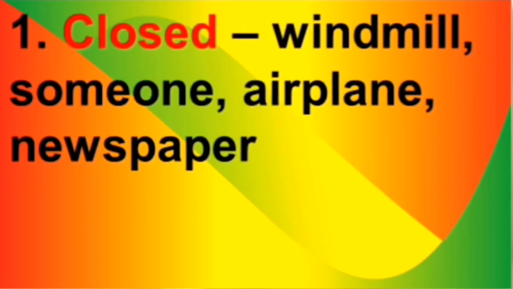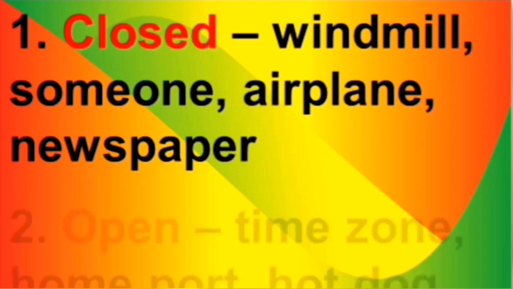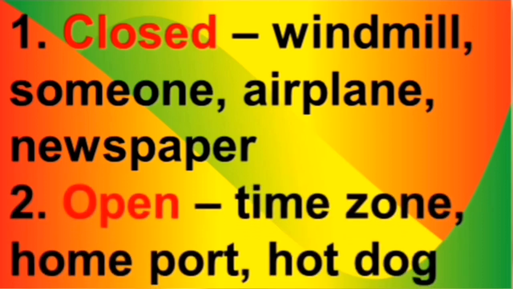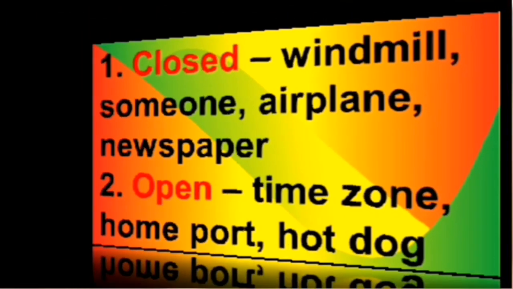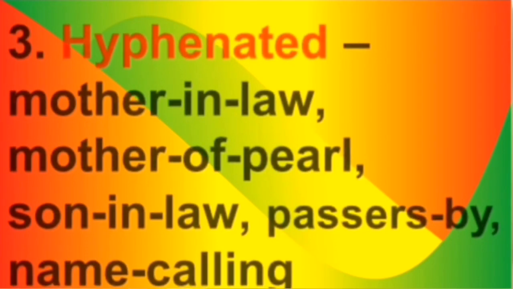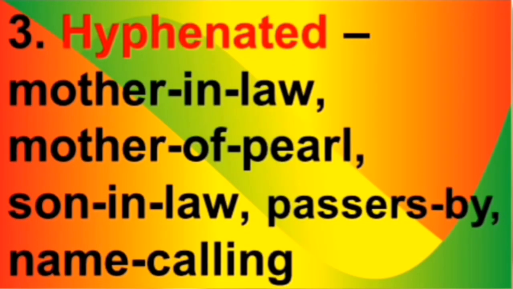Closed compound words are written with no space between words. Examples are windmill, someone, airplane, newspaper. While open compound words are written with space between words. Examples are time zone, home port, hot dog. The other one is hyphenated compound words, which are written with hyphen in between words. Examples are mother-in-law, mother-of-pearl, son-in-law, passers-by, name-calling.